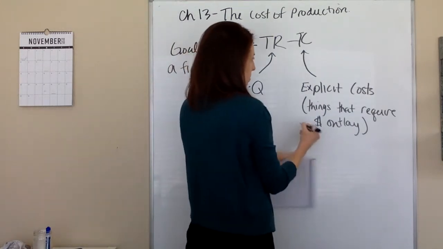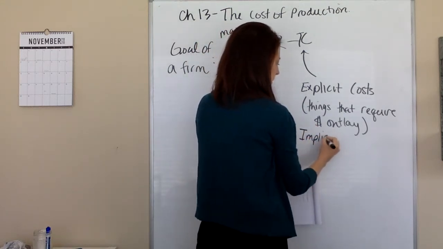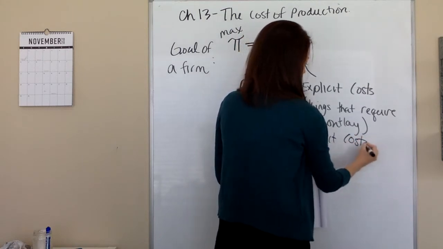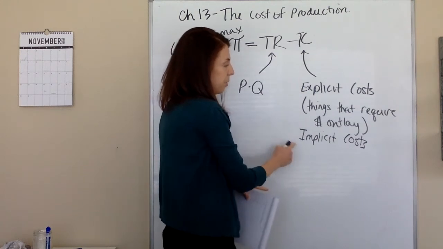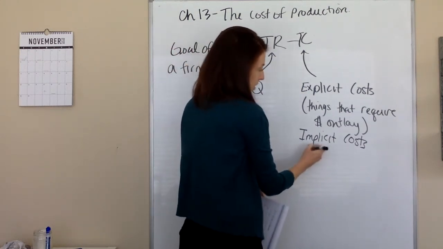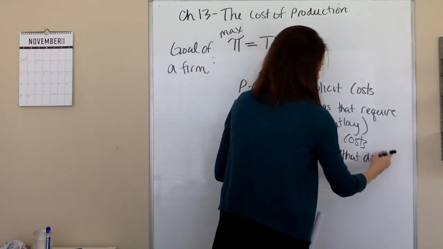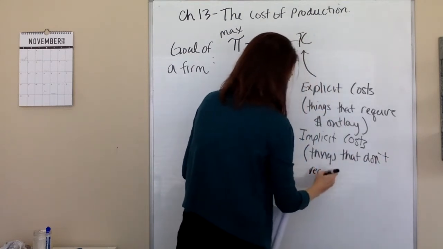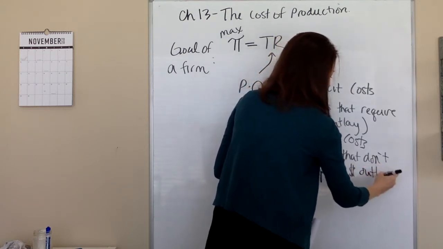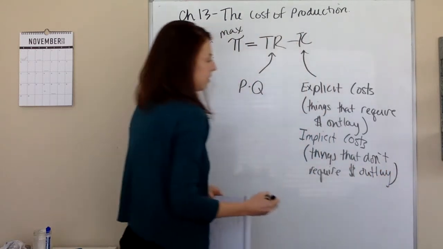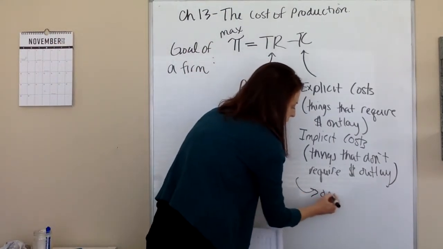But there's also going to be, nested inside of total costs, implicit costs. Okay, what are implicit costs? Okay, explicit costs are things that require a monetary outlay. The implicit costs are going to be things that do not require a monetary outlay. Okay, so this is a little bit weird to think about. But the idea is implicit costs are basically opportunity costs.